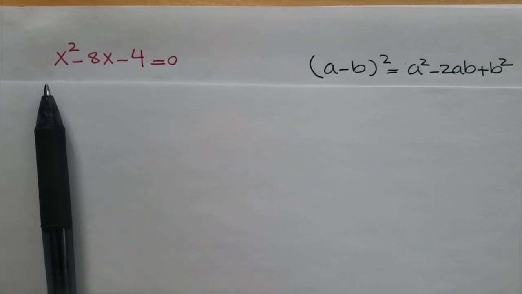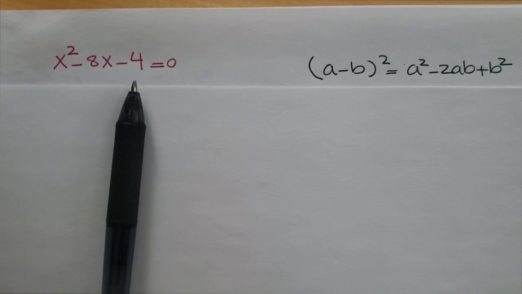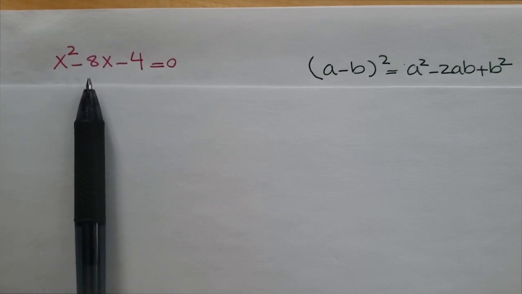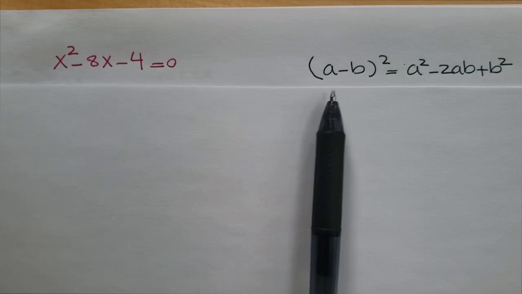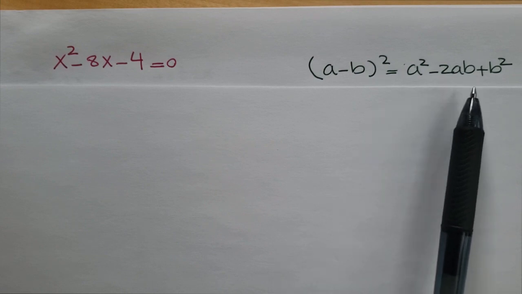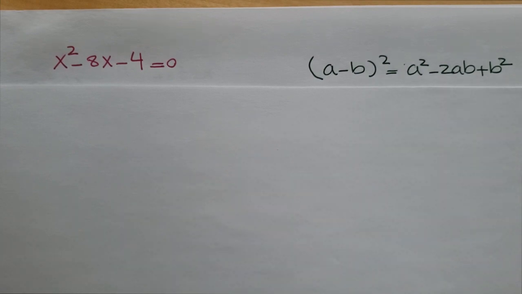So once more, the coefficient of x to the power 2 is 1. The b is negative 8 and the c is negative 4. And because the b is negative, this is the formula we will follow for completing the square, which is a minus b, the whole thing raised to the power 2, and it equals a squared minus 2ab plus b squared. Okay?